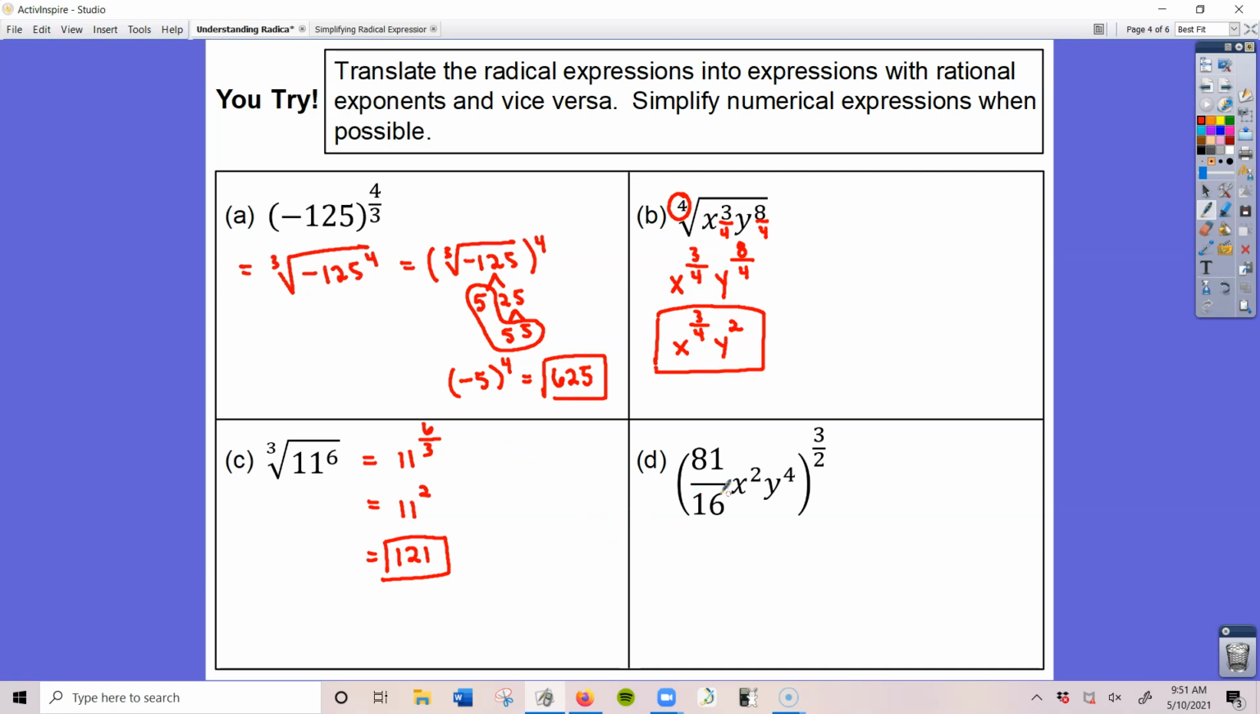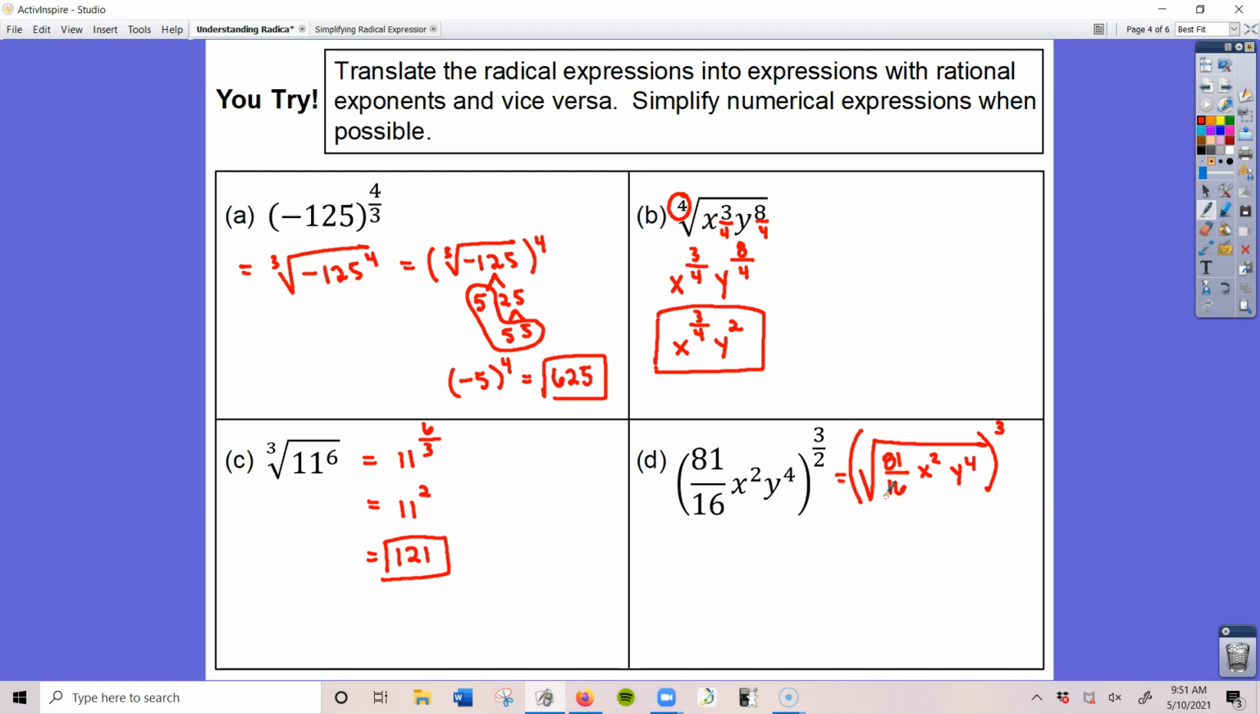Now let's look at this one here that looks slightly more complicated. We have here 81 over 16, x squared, y to the fourth, and all of it is being raised to the 3 over 2. So I'm going to apply, remember that this is the exponent and this is the root. So this is the square root of 81 over 16, x squared, y to the fourth, and then all of that is being cubed. So now when we're applying this, what we can do here is do the square root of everything that we see.